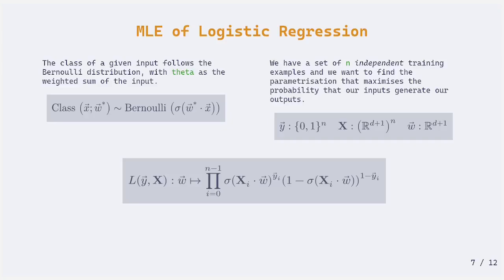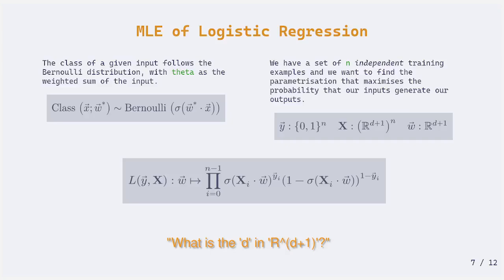It maps a parameter to this big product of the logistic function of our inputs raised to y, and 1 minus our inputs raised to 1 minus y. And so if y is 0, then we are going to get the right hand side, so 1 minus this sigma, as in the probability that it's not class 1. And if y equals 1, then we have the left side, which is the probability that it's class 1.